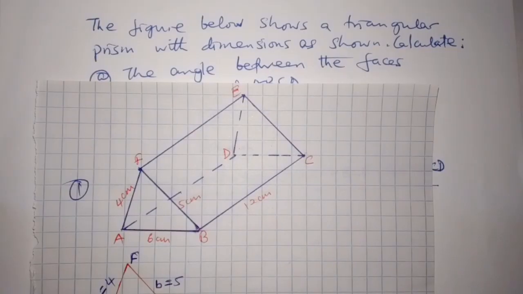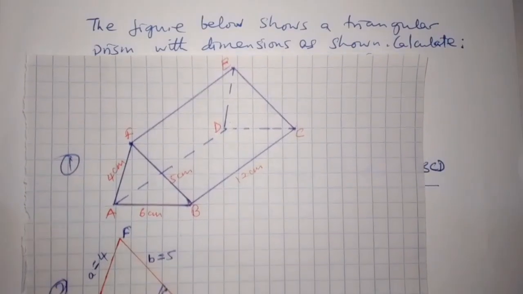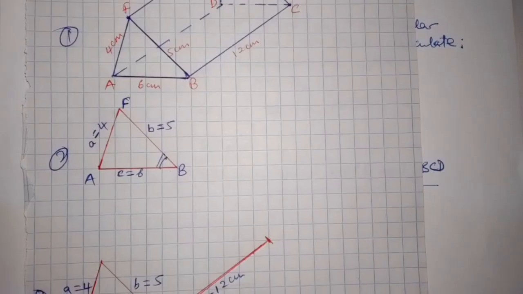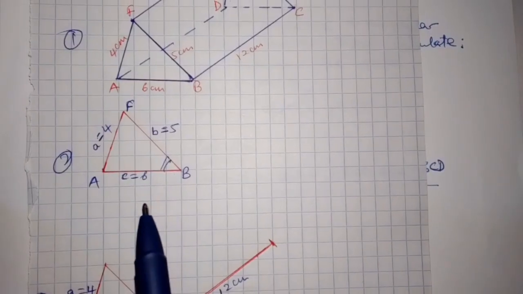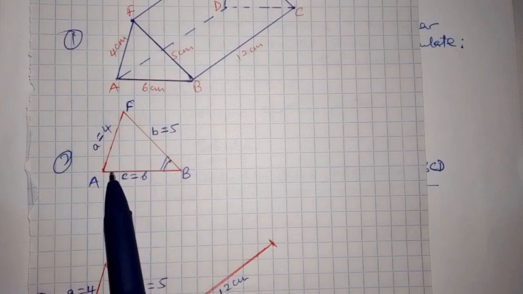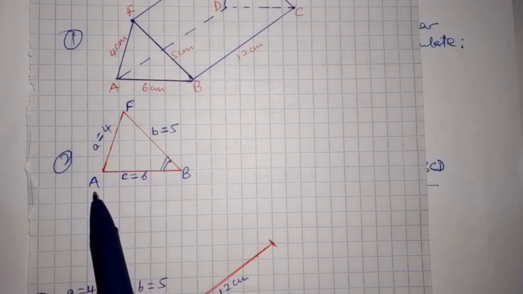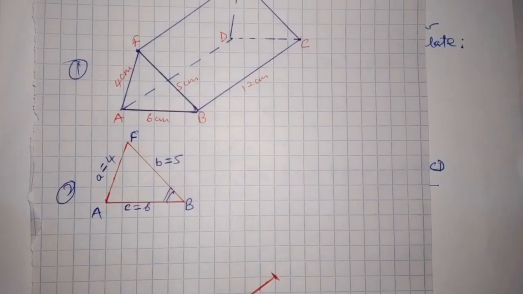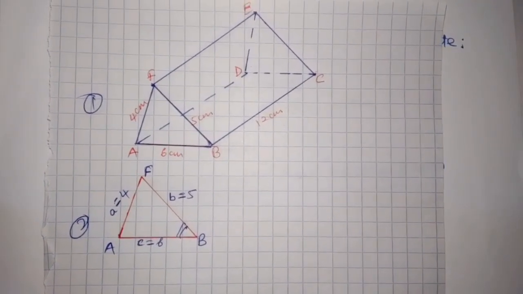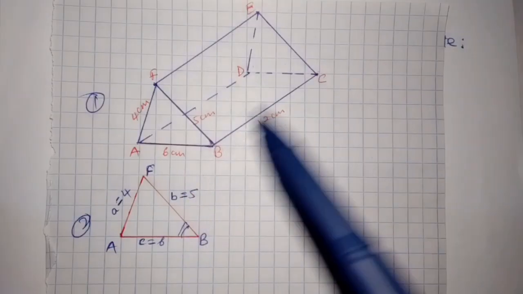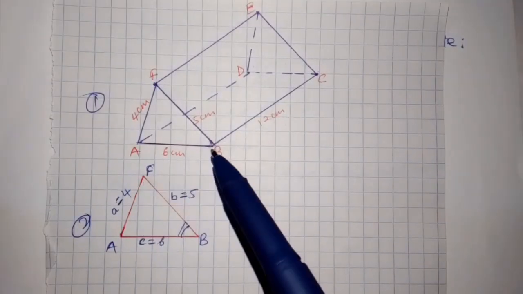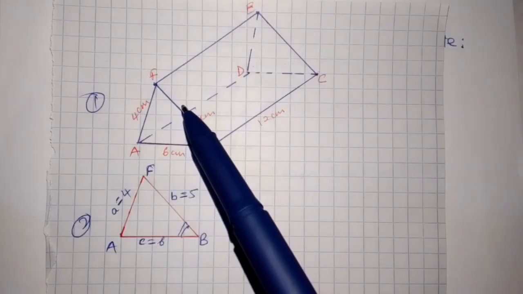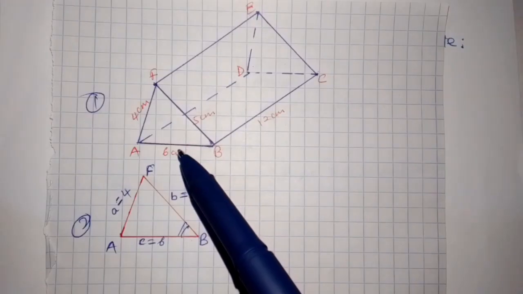So we can sketch these other diagrams here. This is ABF, diagram number 2.